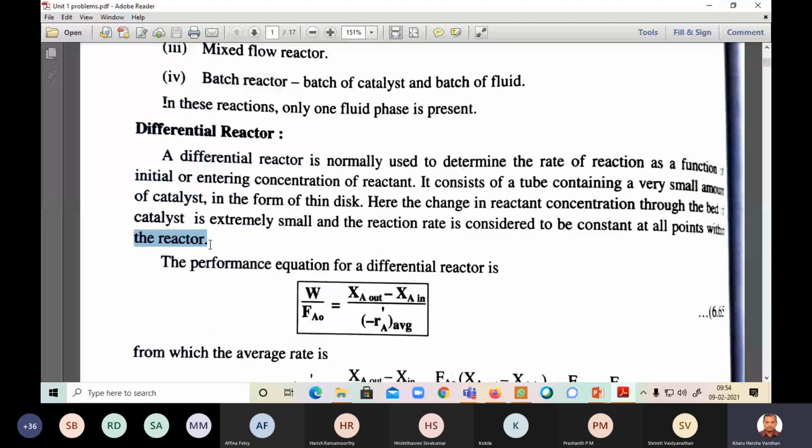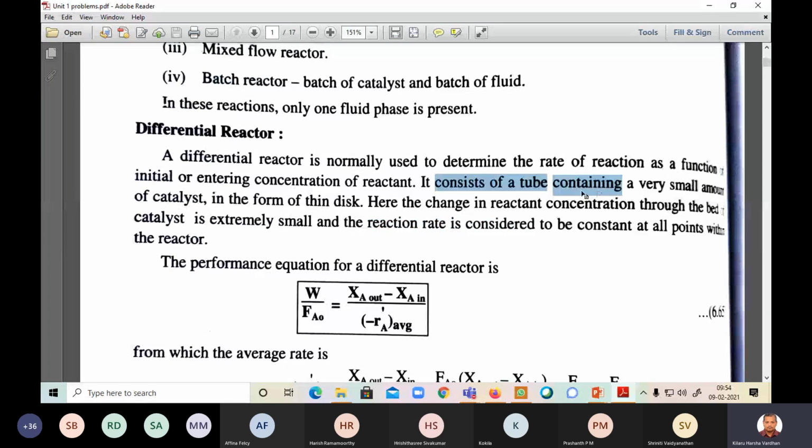This is one important assumption you make, because the amount of catalyst is very small and forms like a thin disc inside the tube. Therefore, the concentration difference of the reactant passing through the catalyst bed is extremely small. Since the inlet concentration and outlet concentration are almost the same, the reaction rate is considered constant. So if you use the performance equation, this is just like the reactants passing through a tube.